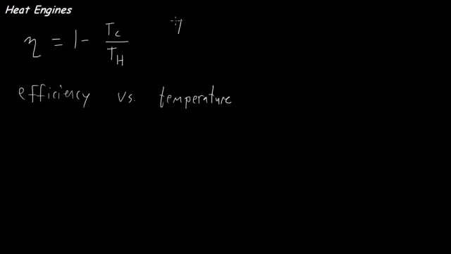Those temperatures have to be measured in Kelvin. And remember, for Kelvin, we don't use the degree symbol. We can always convert between Celsius and Kelvin. So I have degrees Celsius plus 273.15 equals Kelvin. So I can always go back and forth between Kelvin and Celsius.